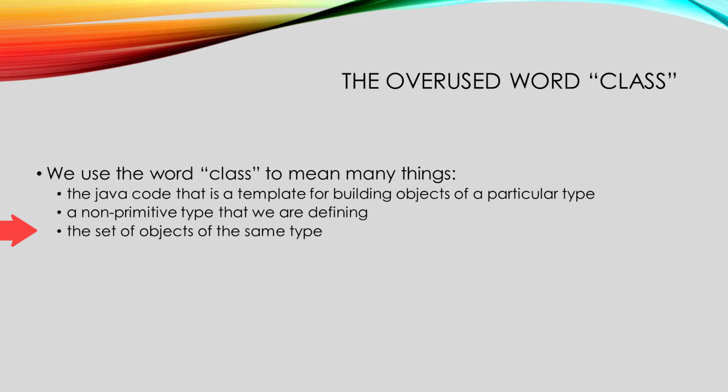The third way we use the word class is to refer to the set of objects of the same type. This underscores the relationship between objects and classes. Specific objects belong to the general class that is their type.